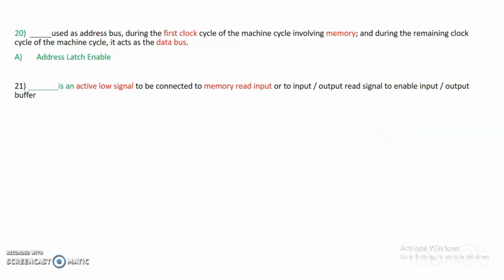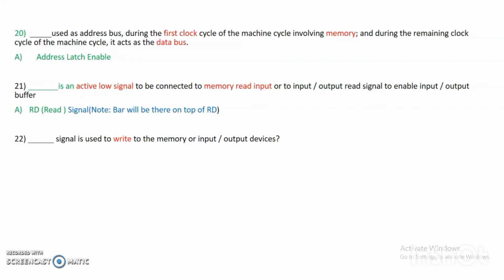Bit number 21. Dash is an active low signal to be connected to memory read input or to input output read signal to enable the input output buffer. So the answer will be read signal. So before going on to this signal, try to remember that on the top of read signal there will be a bar. So read signal is an active low signal, which is used when you want to read the input device, or when you want to read data from output device, or when you want to read the data from memory. So then you will be using the read signal, which is an active low signal.